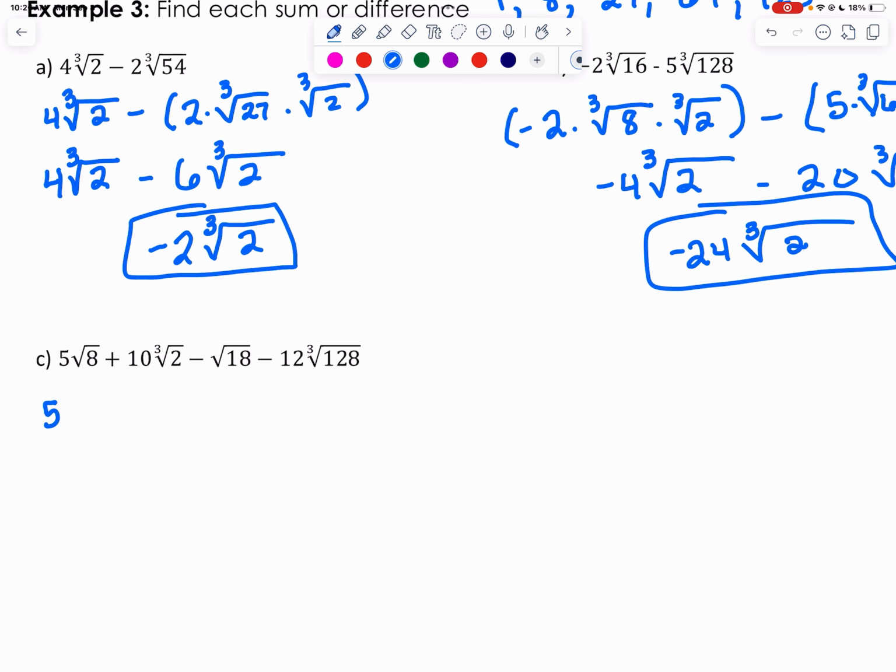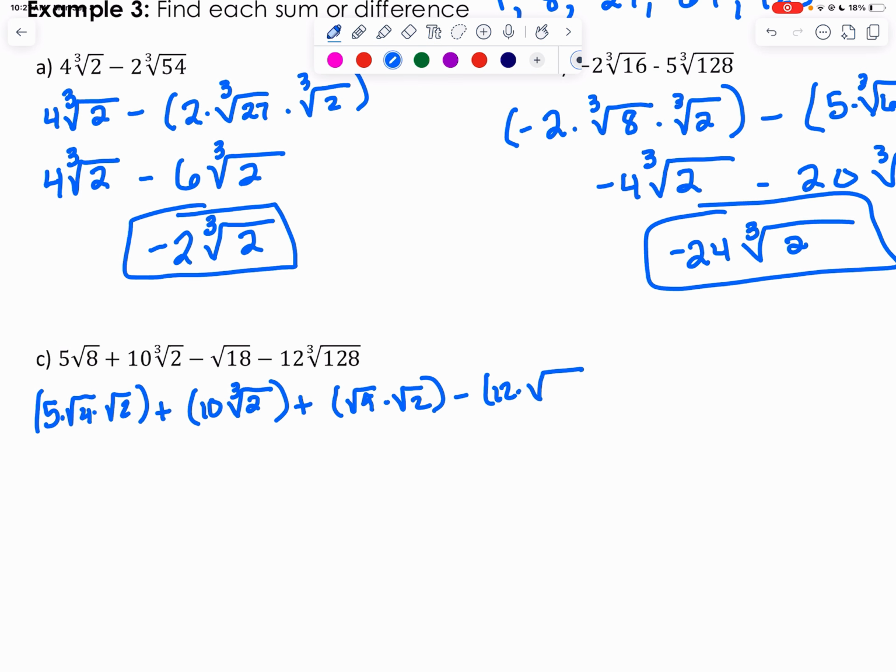I broke the first radical down as 5 square root 4 square root 2. The second radical was already simplified, so I didn't do anything to it. The third radical I broke down to square root 9 square root 2. And the fourth radical I broke down to 12 times cube root 64 cube root 2. All right, let's see what I can break down a little further.